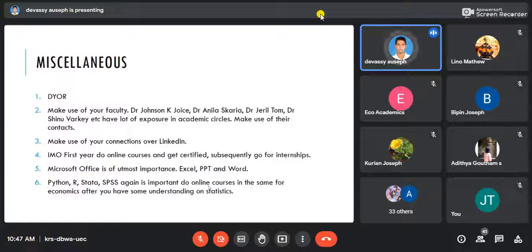Then Python, R, Stata, SPSS again is important. Do online courses in the same for economics after you have some understanding of statistics. So software like Python, R, Stata, SPSS are quite advanced, but if you get into corporate or advanced research circles, it is pretty important to be proficient in them. So I guess yeah, that's it.